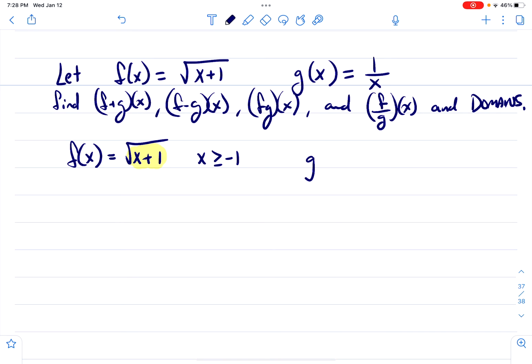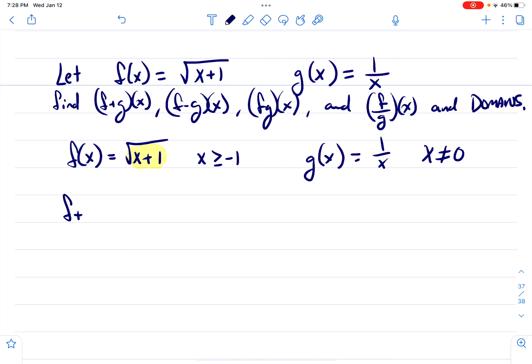Okay, let's do g of x. G of x equals 1 over x. Now, this one's lame. No radicals in it. And you go, what makes the bottom 0? I don't know, 0. And so that's so simple. X cannot equal 0. Easy. Okay? So there's our domains. So let's get to work.